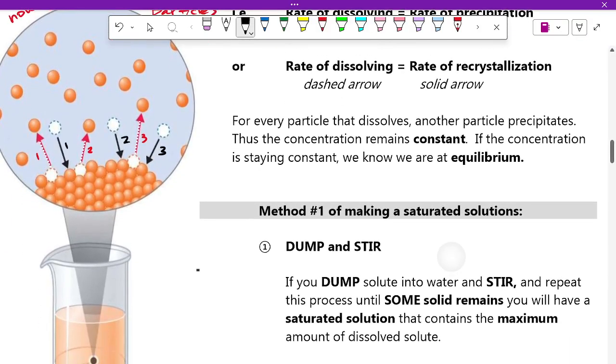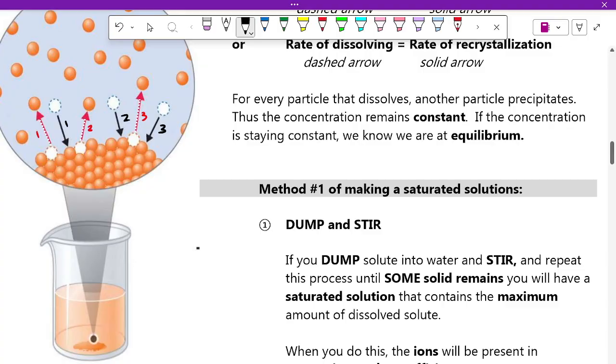So how do we make a saturated solution? We talked about this last day a little bit. Method number 1, I call it dump and stir. This is not an official name.